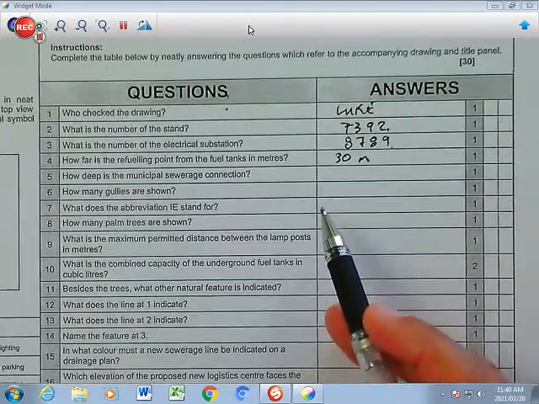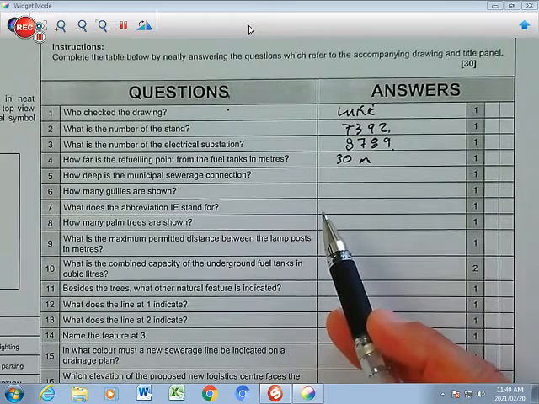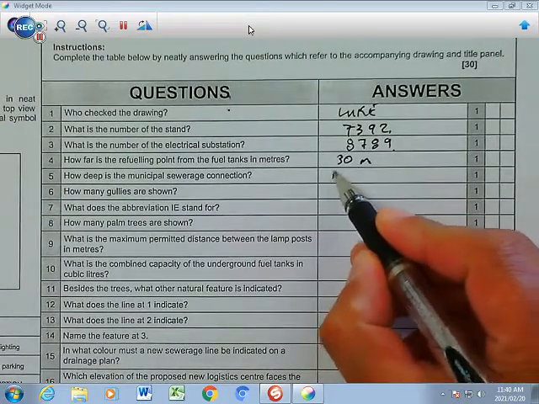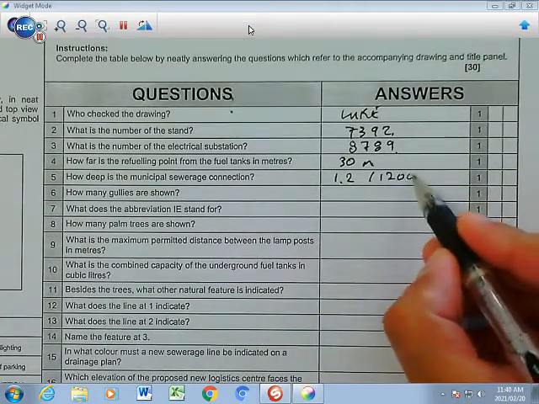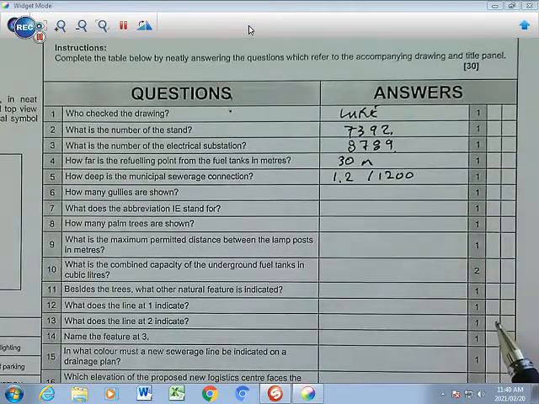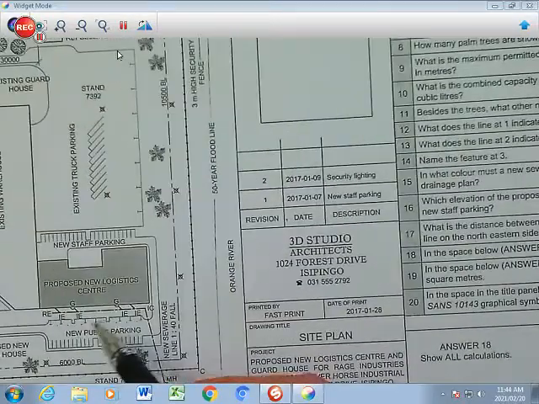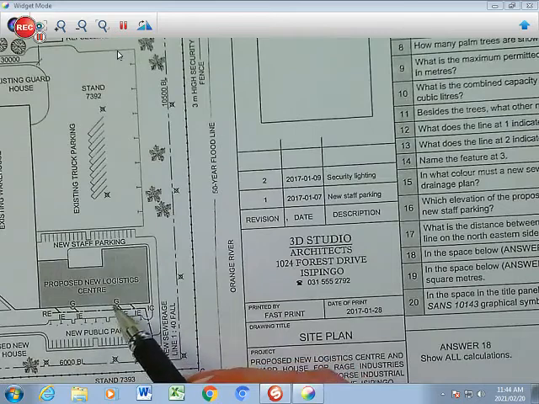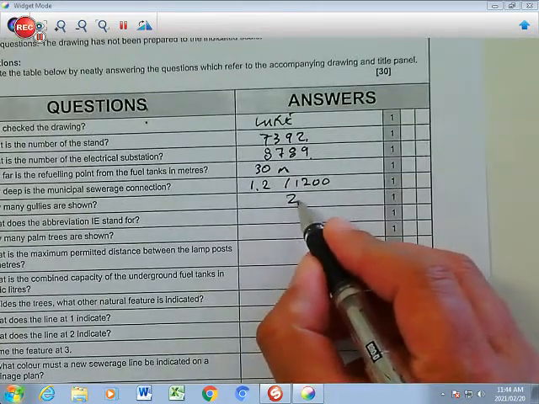They don't ask it in meters or millimeters, so you could actually write the 1.2, or you can write 1200 as it is there, would suffice as answers. How many gullies are shown on the site plan? So on your plan you are going to see that there are 2 G's here. That is where your gullies are going to be found. You only see 2 of them, so you're going to write in your answer as 2.